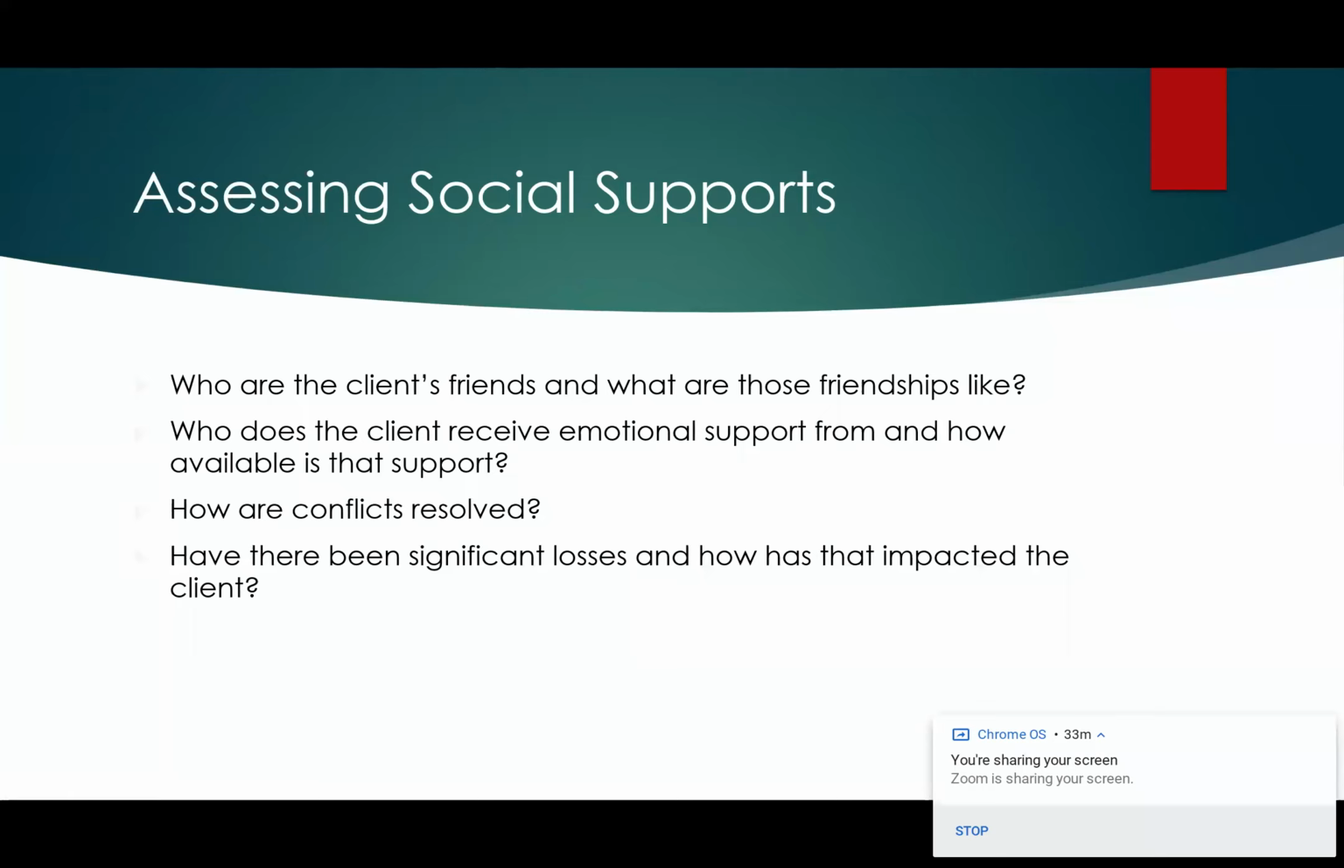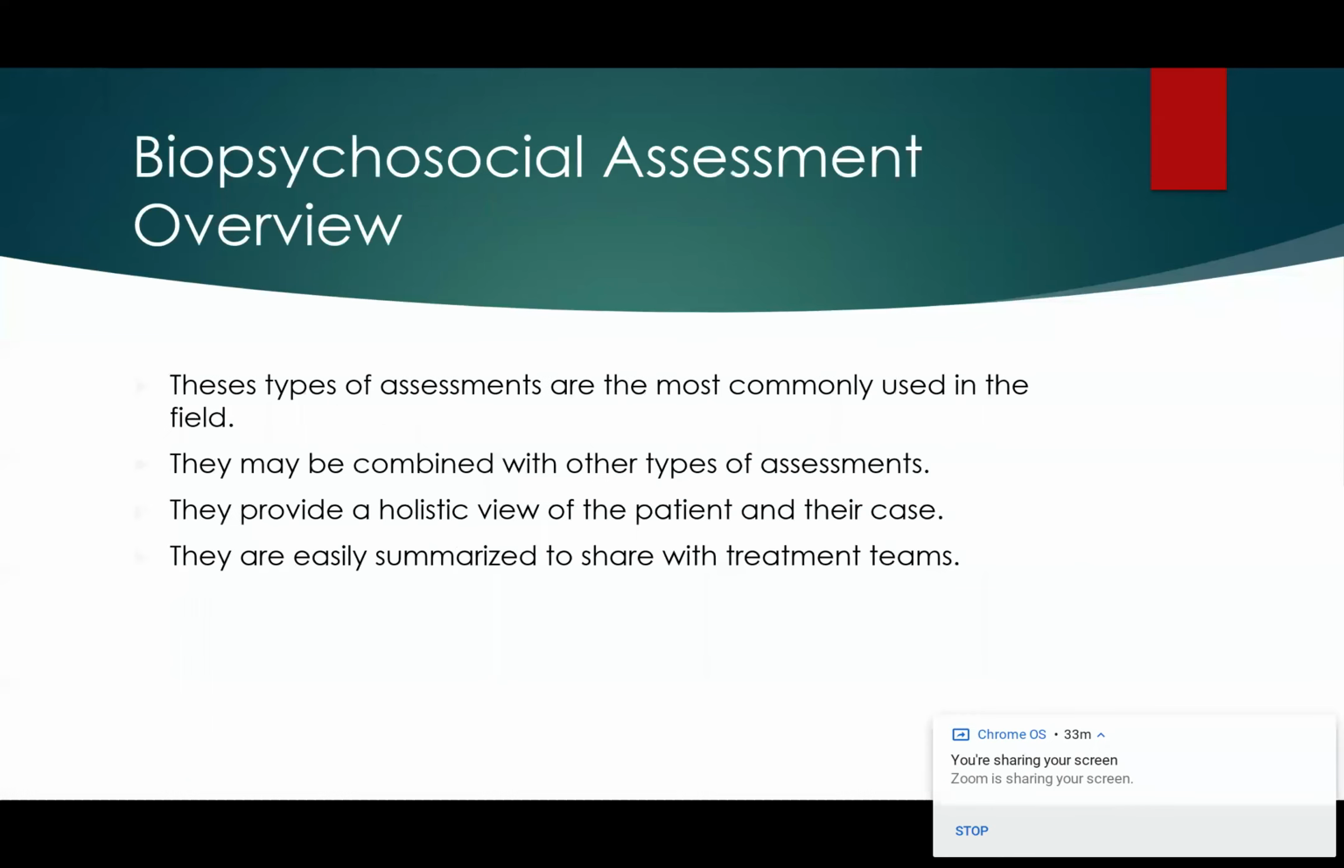Also, how are conflicts resolved in the family or the household or the workplace? So that can be very telling of a patient's symptoms and how they're responding. Also, have there been any significant losses and how has that impacted the client? So significant losses in relationships, as well as any trauma that's happened in their relationships, anything that's affected their relationships will be assessed in this piece. So just a quick overview.